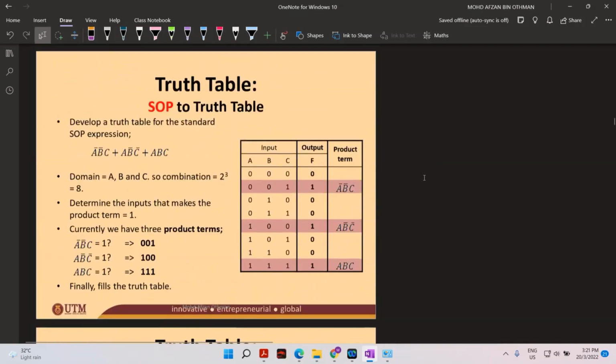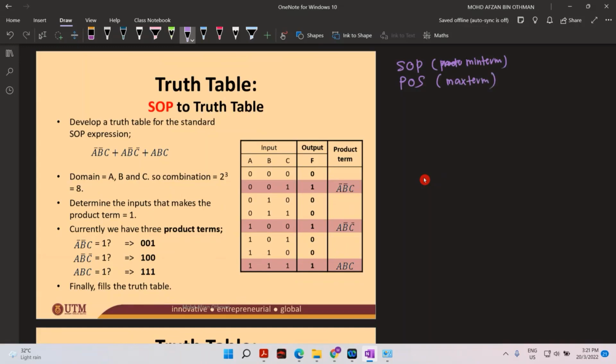Okay, now we are going to look at the SOP truth table, sebab tadi kita ada dua persamaan. Satu dalam bentuk SOP, satu lagi dalam bentuk POS. Di mana SOP ni kita pakai product term, so yang ni kita tengok pada min term and product terms. SOP is sum of product terms. POS is product of sum terms. Yang ni kita tengok pada max term.